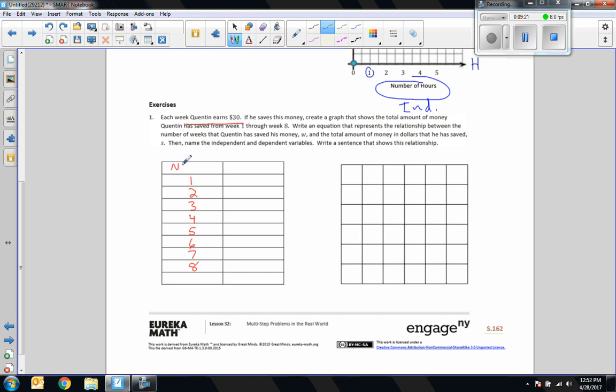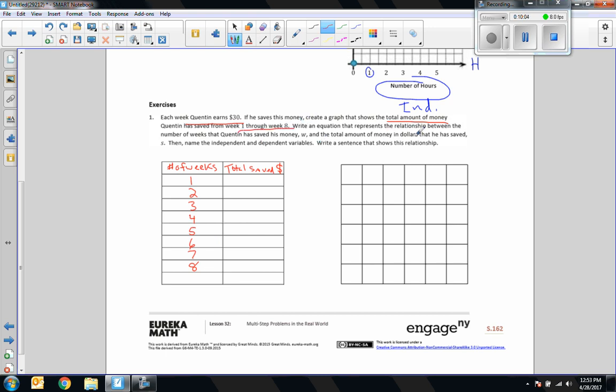So that's going to be number of weeks. Let me just use the number symbol. Hashtag weeks. Number of weeks. And we're going to create a graph, show the total amount of money. Total saved. This will be total saved. Okay, and that is going to be in dollars. There, that's better. Number of weeks, total dollars saved. Okay, so we're going to choose 1 through 8, like they asked us to, week 1 through 8.